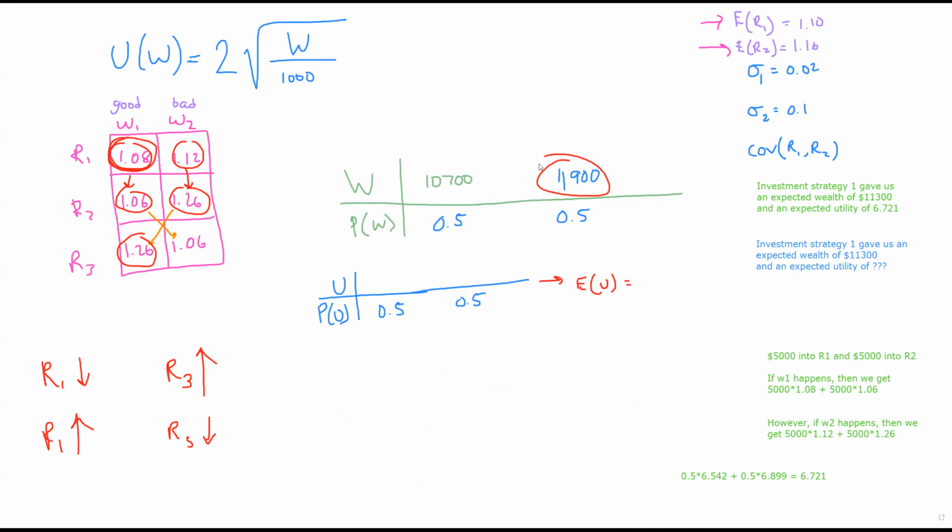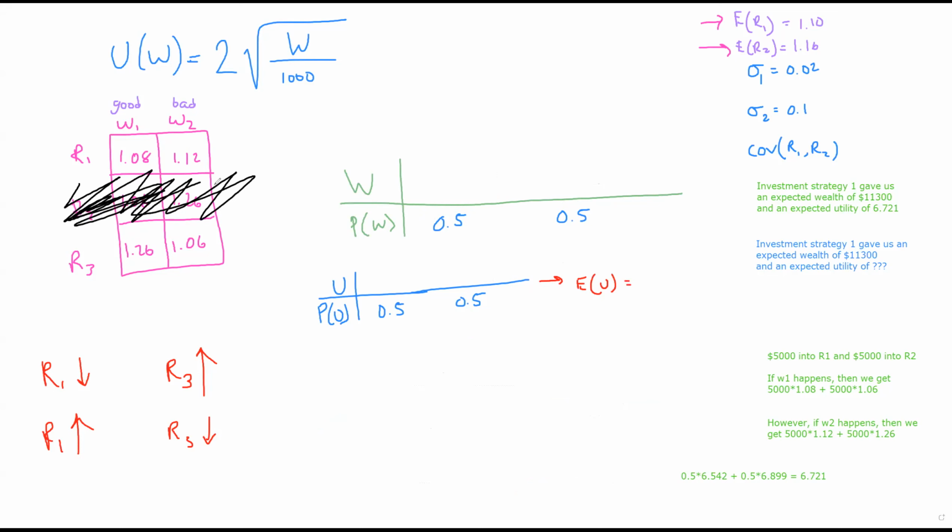Okay. What are our wealth outcomes? So now I want you to focus really only on row 1 and row 3. If W1 happens, we get $5,000 times 1.08. That doesn't change. Plus $5,000 times 1.26. On the other hand, if W2 happens, if the second column happens, we get $5,000 times 1.12, and we get $5,000 times 1.06.